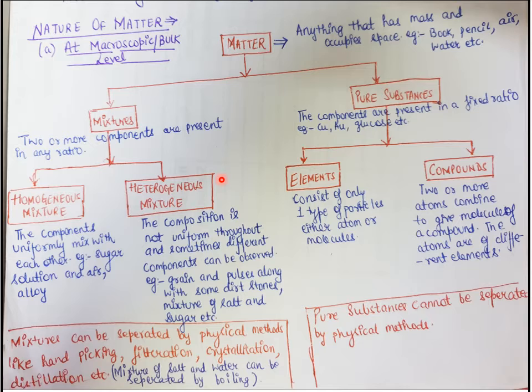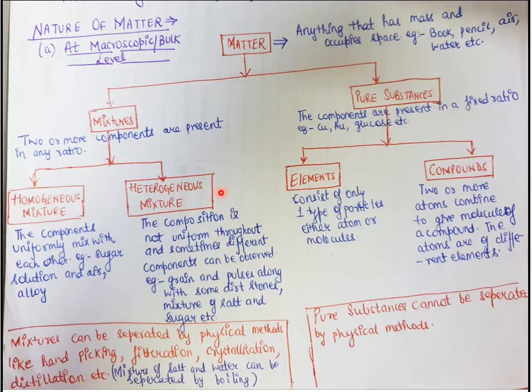And when you can differentiate the components from your naked eye, since the layers are formed, such mixtures are called heterogeneous mixtures. For example, let's say I take some grain, and in grain you will see some dirt stones also. So when your grain and pulses have dirt stones, the stones can be seen in the grain and pulses, and you can automatically differentiate between the stone and the grain or your pulses that you have bought. So the mixture of grain and pulses with some dirt stones is also a heterogeneous mixture, because you can easily see the dirt stones in grain and pulses.